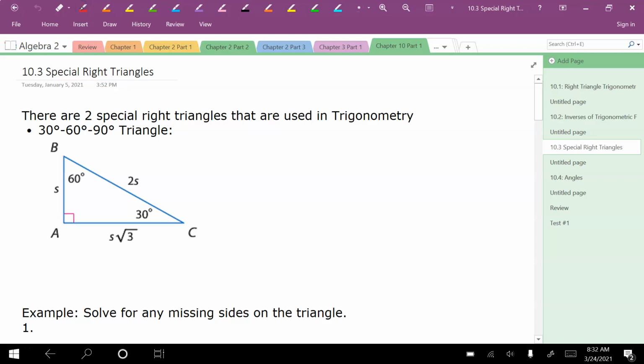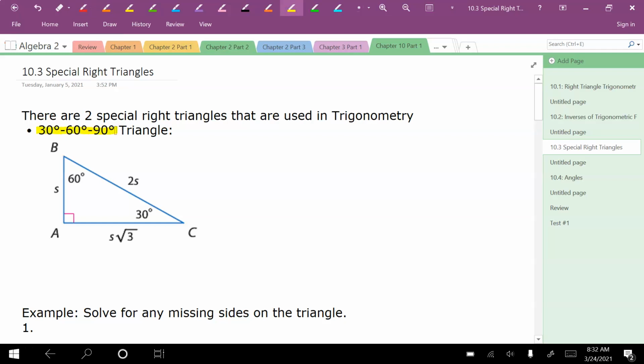All right, so today we're going to talk about special right triangles. There's two types of special right triangles, and it all has to do with the angles that are inside of the right triangle. So we all know that right triangles have 90-degree angles in them, but there's one case where the other two angles are 30 and 60 degrees. So that's known as the 30, 60, 90 triangle.